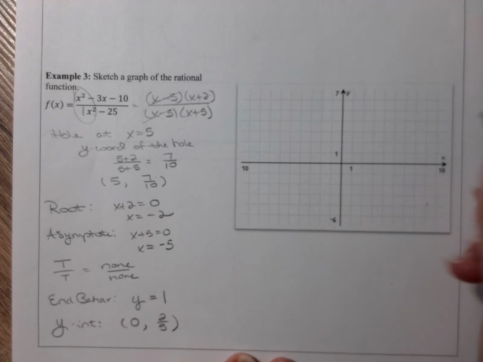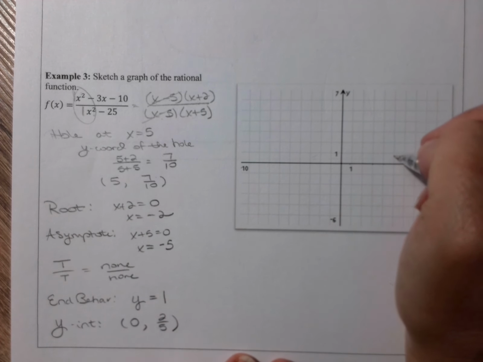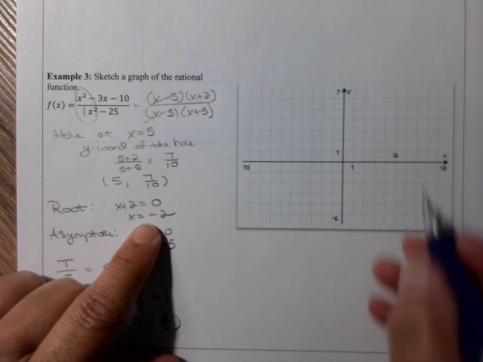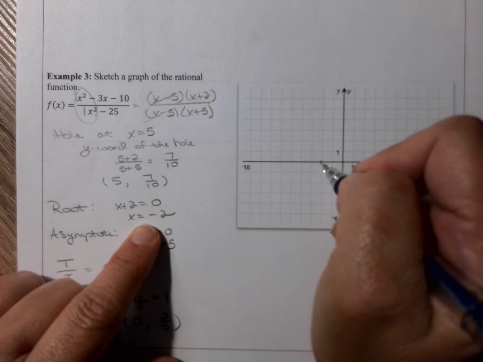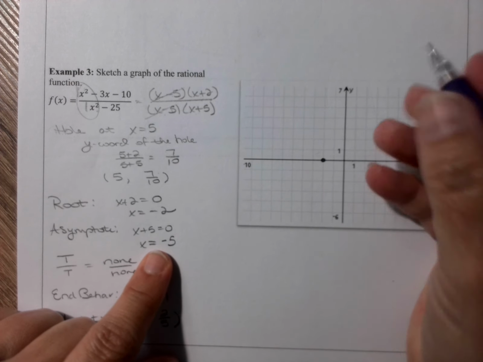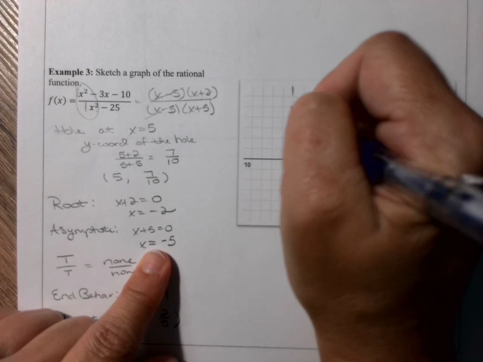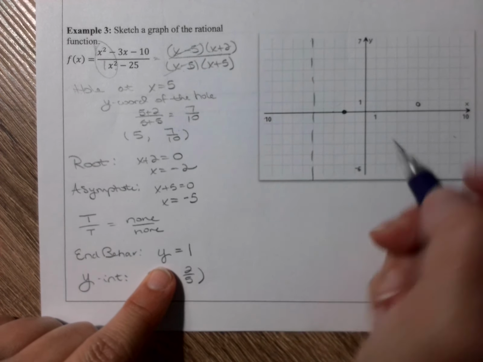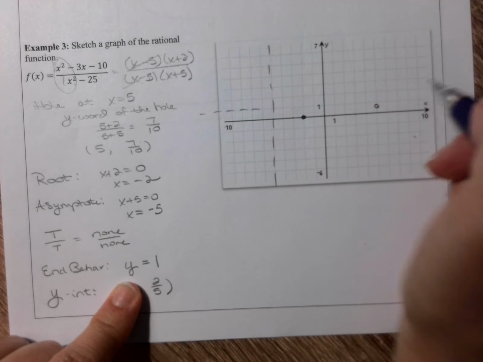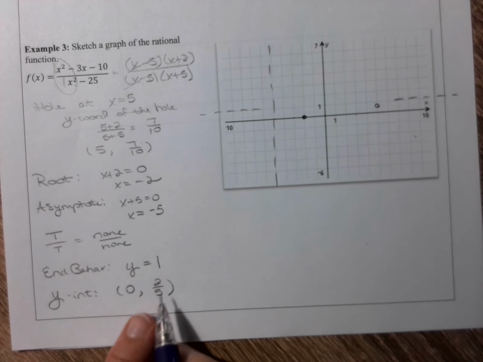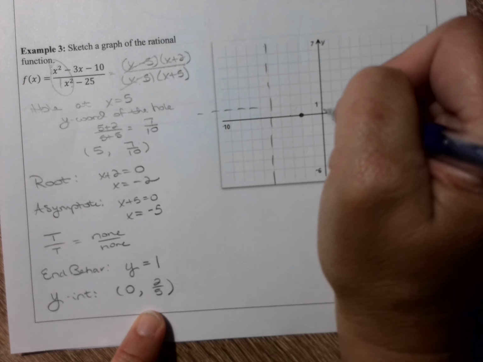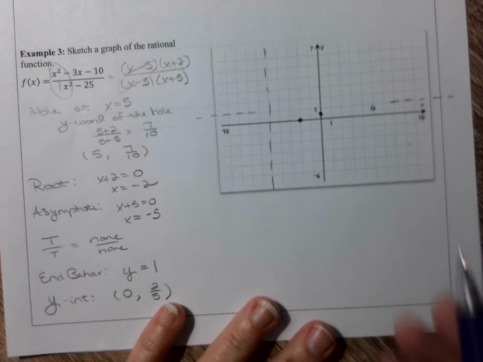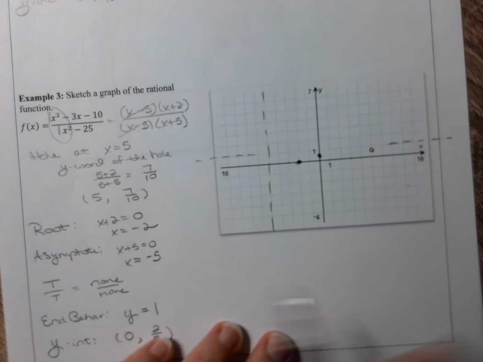So let's sketch this graph. I'm going to start with that hole at 1, 2, 3, 4, 5, 7/10. I'll say that's roughly right there. We have a root, or an x-intercept, at negative 2. We have a vertical asymptote at negative 5, with no tangency or togetherness. Horizontal asymptote at y equals 1. And then our y-intercept is at positive 2/5, roughly right here.